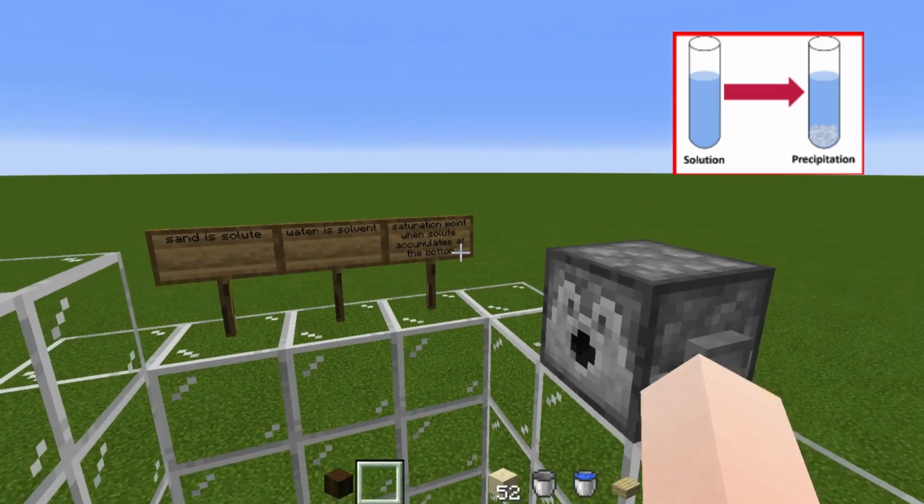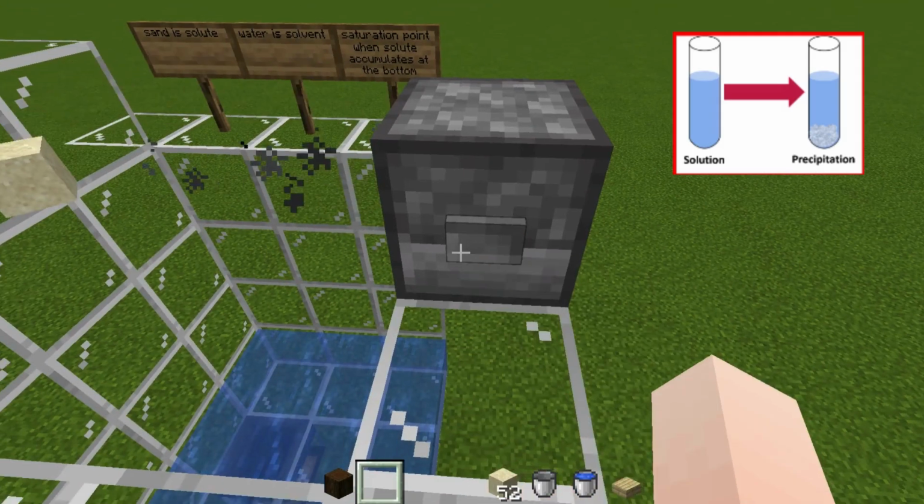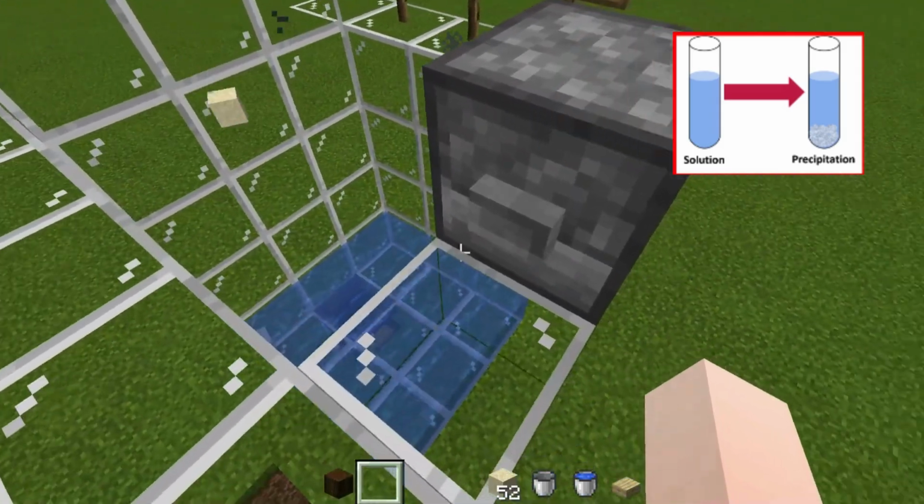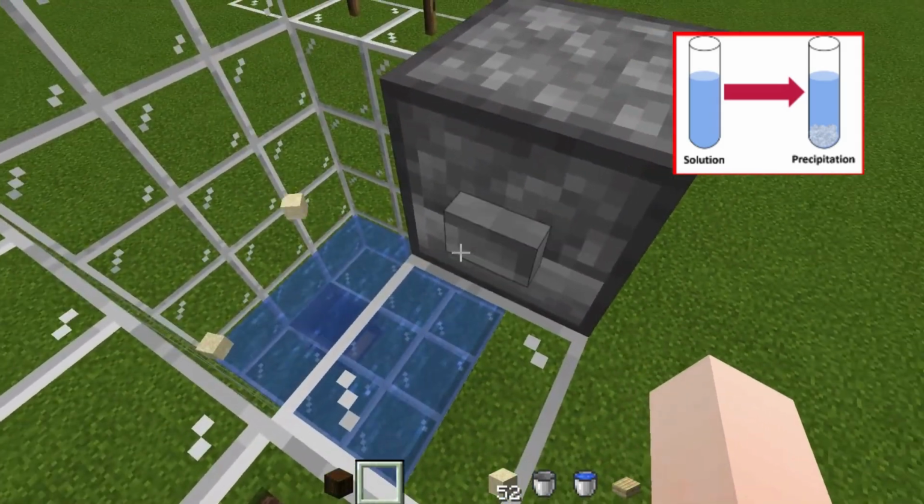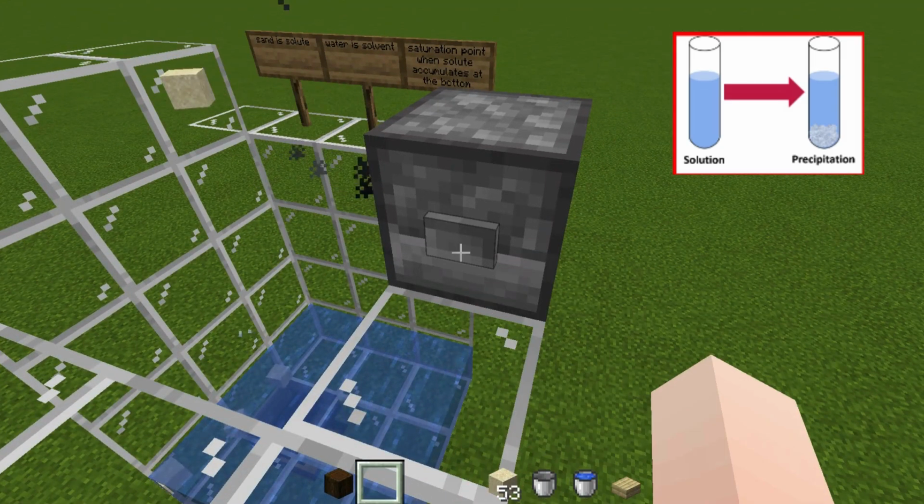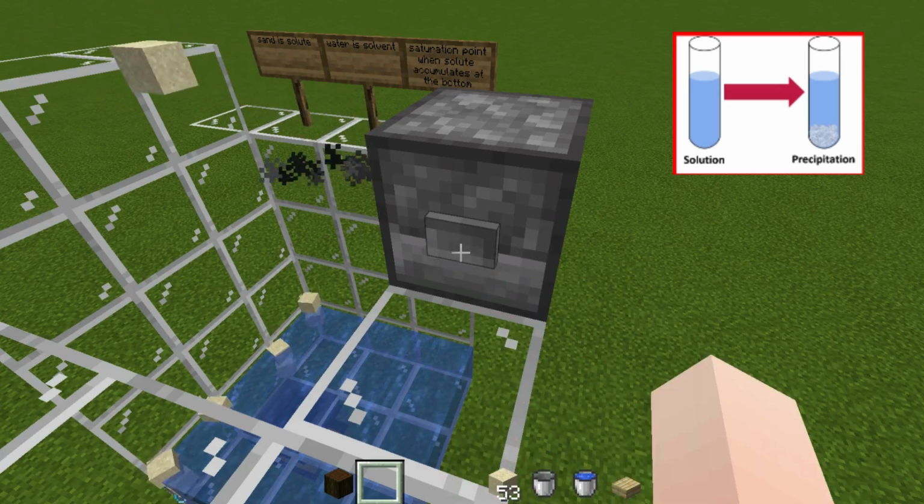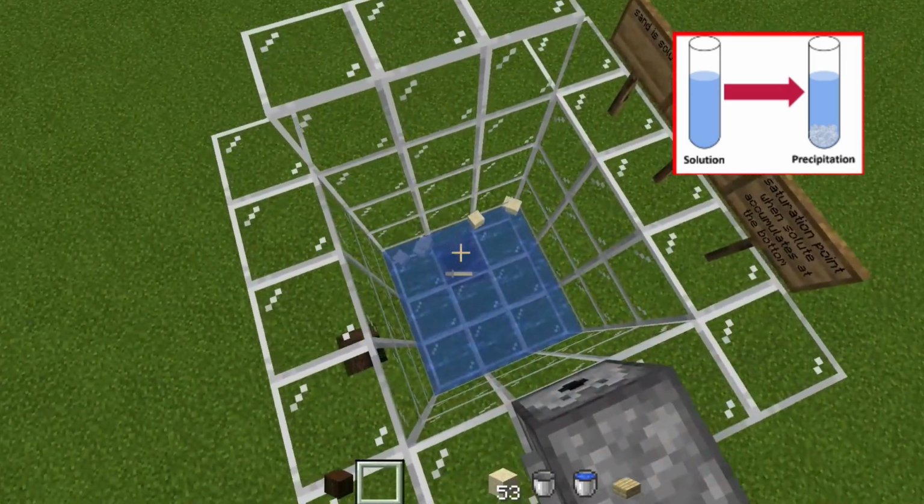Here we have a demonstration. The sand is the solute and the water is the solvent. As we put the solute into the solvent, you can see at first this solution isn't saturated. The sand is kind of dissolving into the water, but now the sand is collecting and it forms a precipitate, meaning that our solution has saturated at this point.